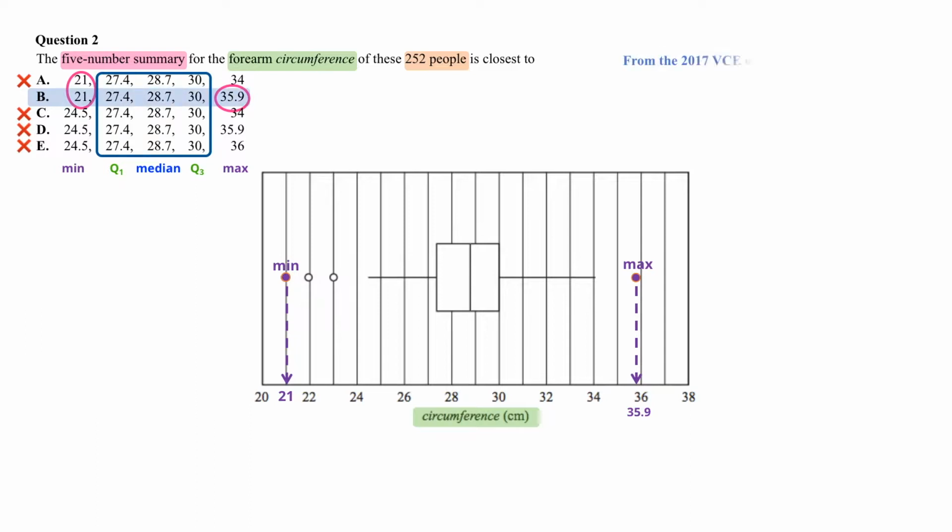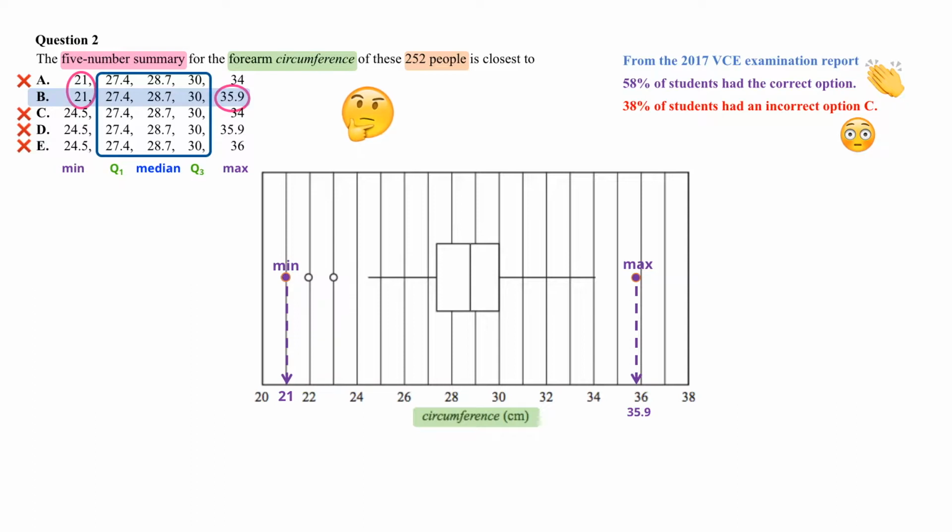From the 2017 VCAA examination report, 58% of students had the correct option. However, 38% of students had an incorrect option C. Let's see why this happened.